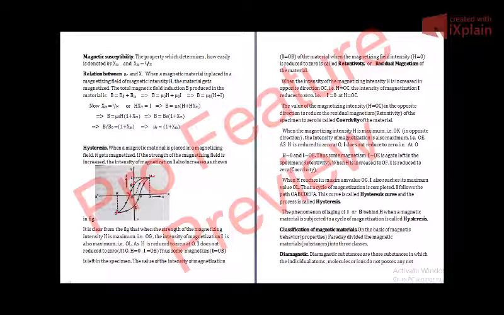When H is increased to OF, I is reduced to zero again, and that we call coercivity. So when H reaches its maximum value, I also reaches its maximum value OL. Thus a cycle of magnetization.